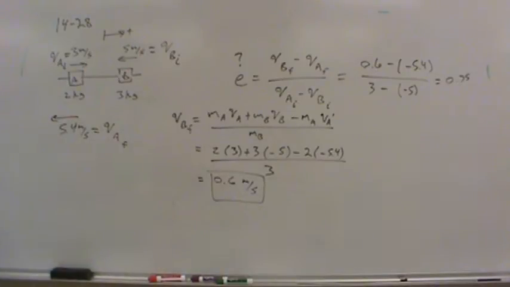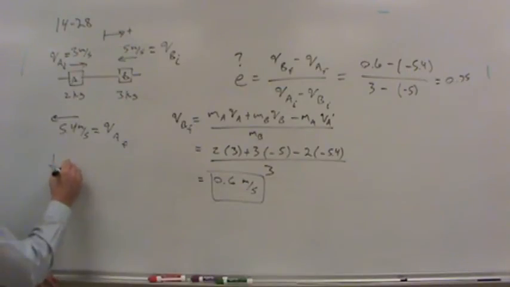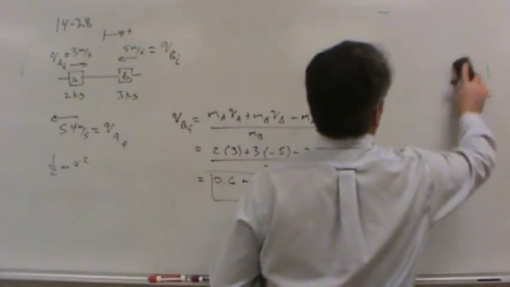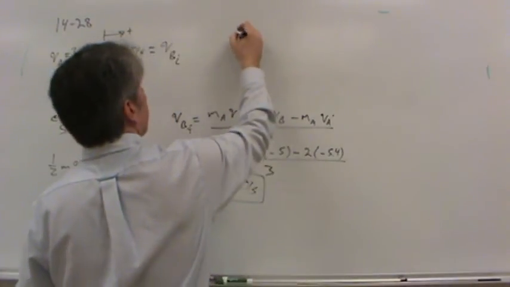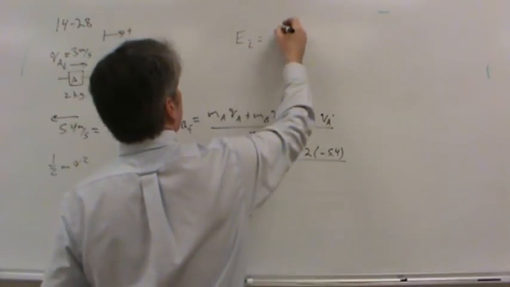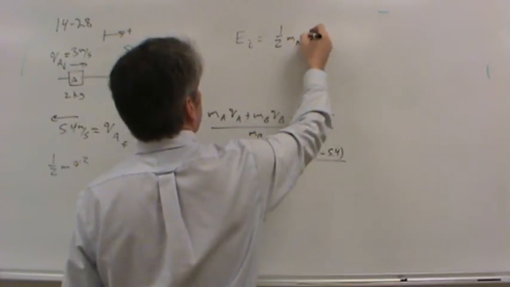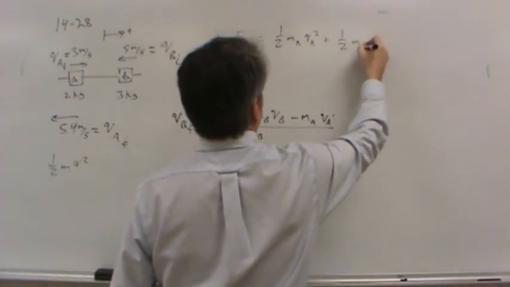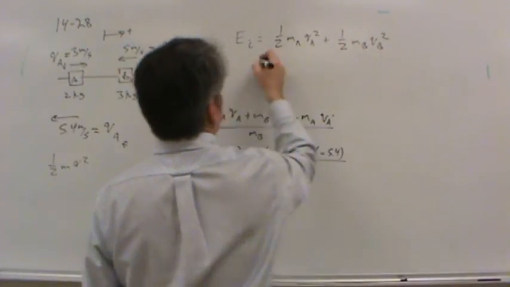This is good from chapter 13. Kinetic energy, what's the equation? 1/2 mass velocity squared. Good. Okay, so let's figure out how much energy there was initially, okay? So initially, there was 1/2 mass A velocity of A squared plus 1/2 mass B velocity of B squared.